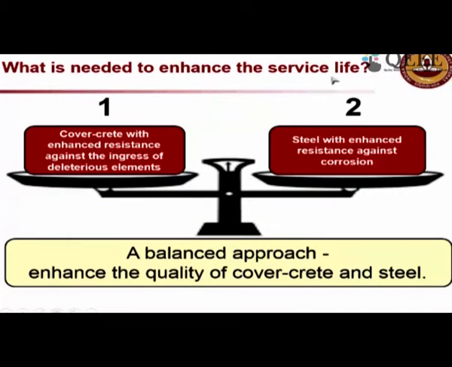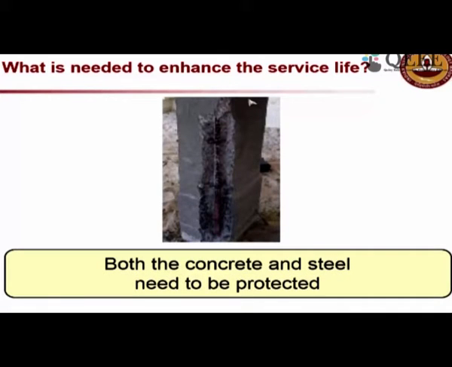Now, what is needed to enhance the service life, or the performance, of our structures? One objective is to enhance the quality of the cover concrete against the ingress of various deleterious elements. And approach 2 is to enhance the quality of the steel which is embedded inside the concrete. So we need a balanced approach. It's not that you use the best quality concrete and then not a good quality steel, or vice versa. Both concrete and steel should be of good quality, so that we can achieve optimal performance of the structures. So this module will focus more on the concrete cover part.